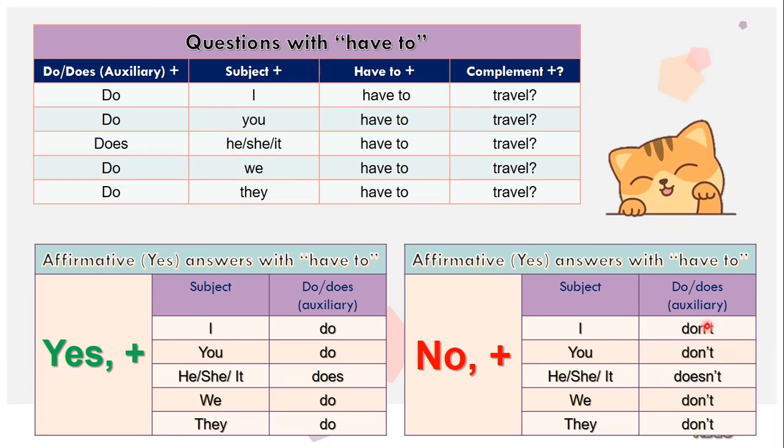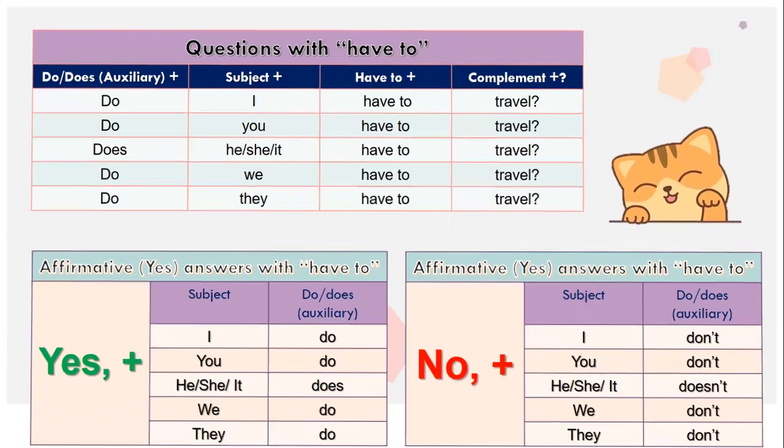Yes, I do, and all those that go with do. No, plus I don't, and all those that go with don't, and no, comma, plus he, she, or it doesn't. Why doesn't? Because these are third person, and this is an exception, right? Remember, this one has to match with this. That has to be the same as in the question.